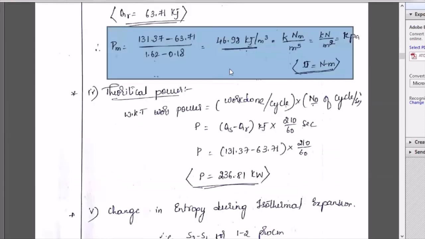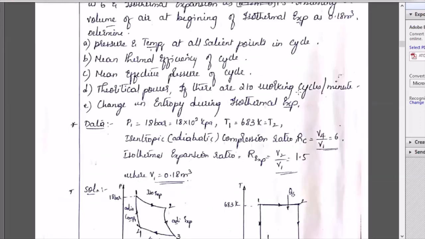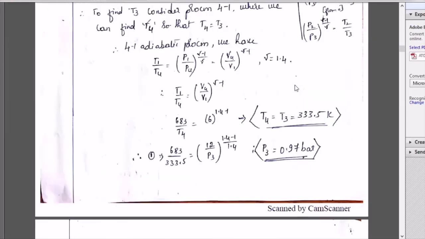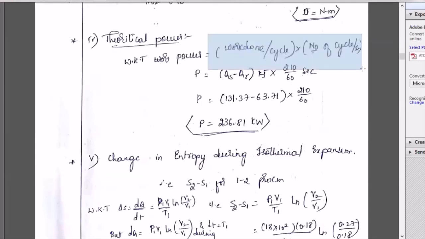Next is the theoretical power for 210 working cycles per second, as given. It may be working cycles per second or some other value, such as working cycles per minute. We have to calculate per second because the unit of power is kilowatt, and watt is nothing but joule per second. So power is equal to work done per cycle into number of cycles per second. Work done, which we just calculated as Qs minus Qr, has the unit Newton meter. But I want Newton meter per second, because joule per second is the unit of power.